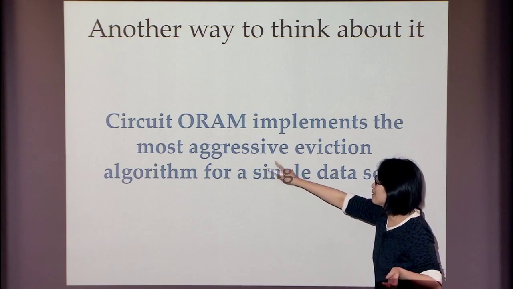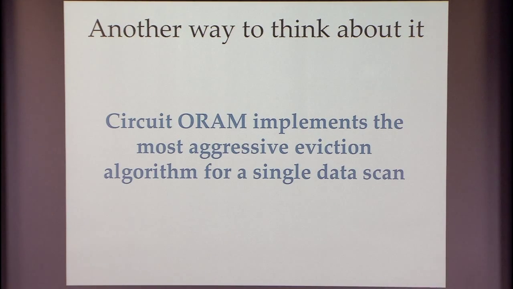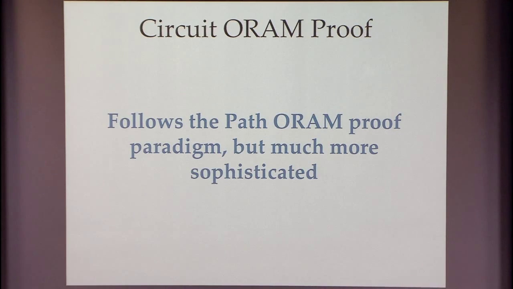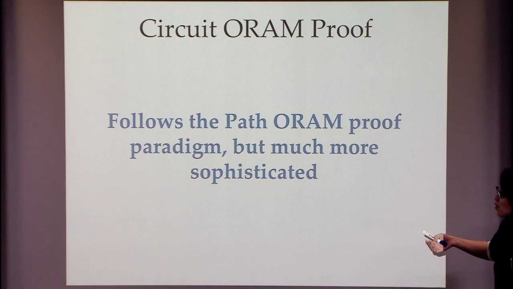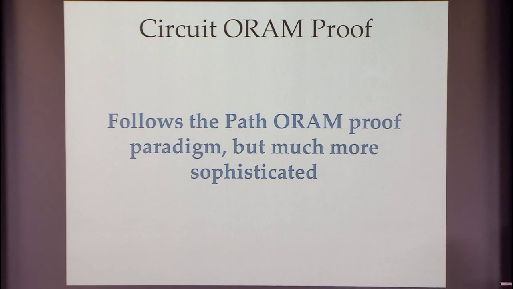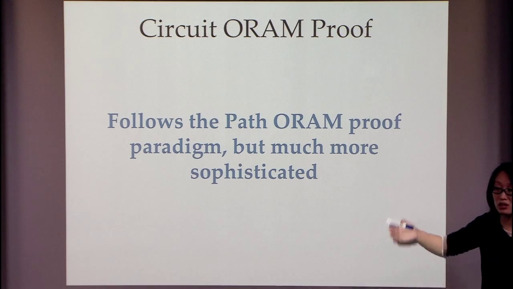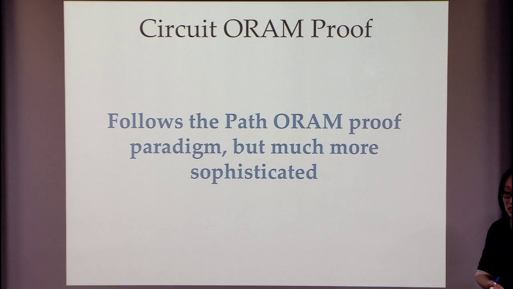To formally show it, you have to define what is most aggressive. But if you really want to formalize this, you can. And it's still a constant size bucket? Yeah, it's still a constant size bucket, and the proof follows the same overall framework as Path ORAM, where we prove things in this infinity ORAM world, except that in this case, proving equivalence to the infinity ORAM is a very, very complicated induction proof.